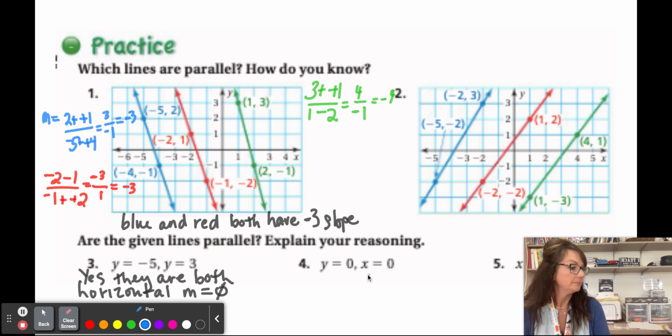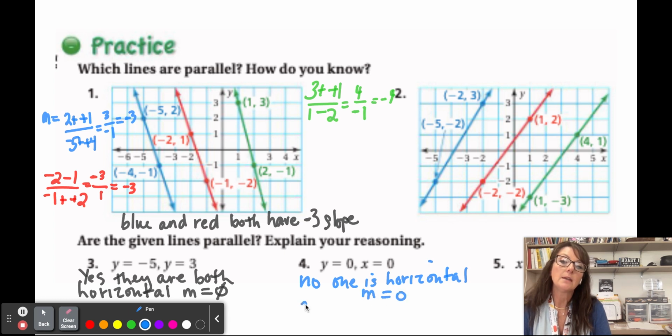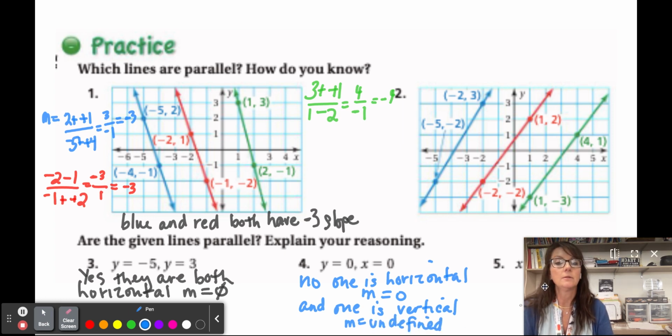Looking at number 4. Y is equal to 0, x is equal to 0. So we have a horizontal line and a vertical line. Are they parallel? No, they are not. One is horizontal with a 0 slope, and one is vertical with an undefined slope. Okay.